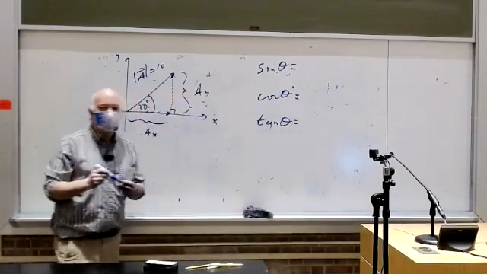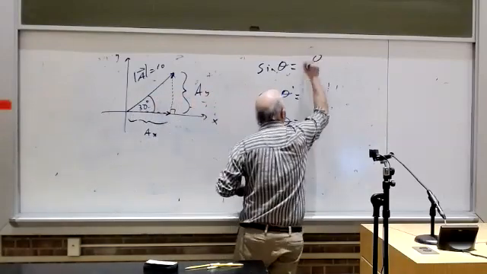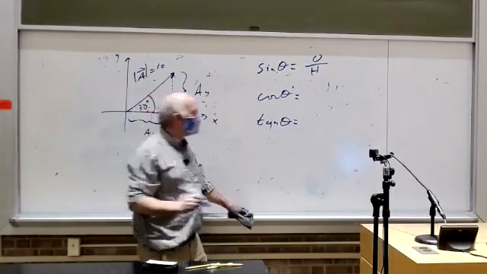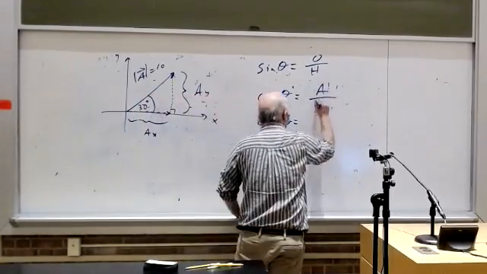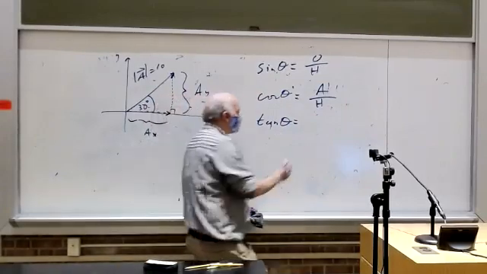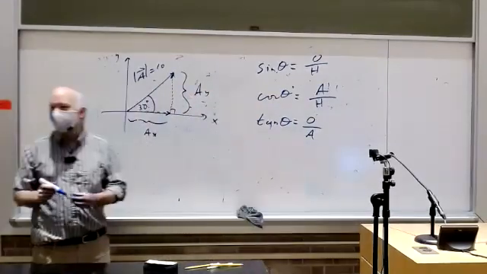Sine is what? Opposite over hypotenuse. Cosine, adjacent over hypotenuse. Tangent, opposite over adjacent. Like that. And those you just want to know.